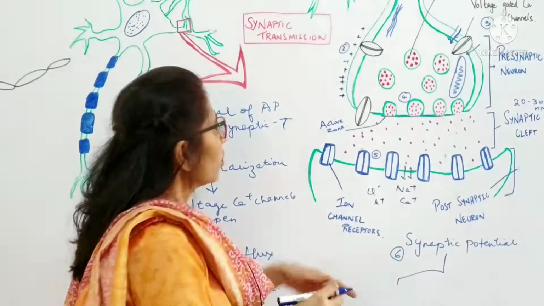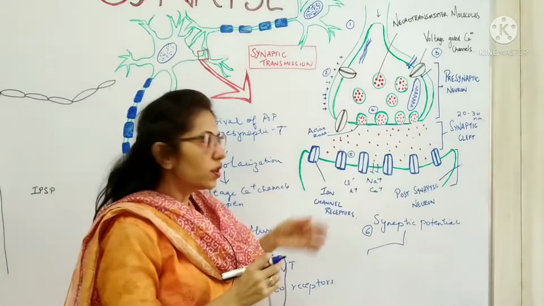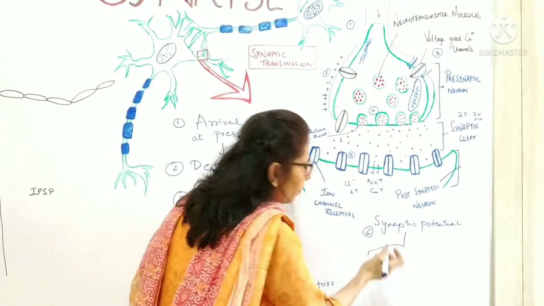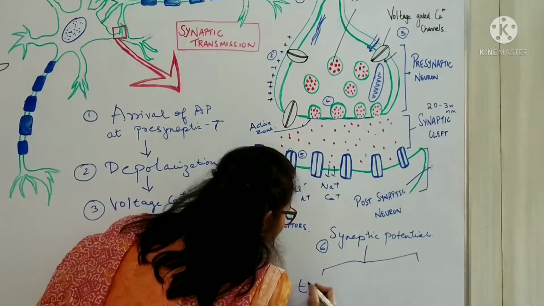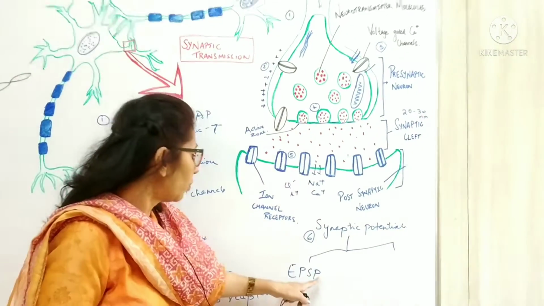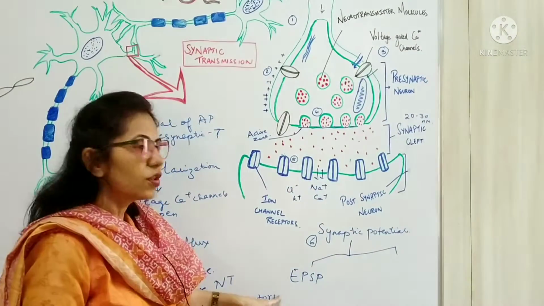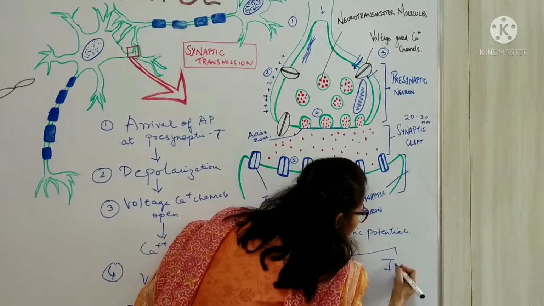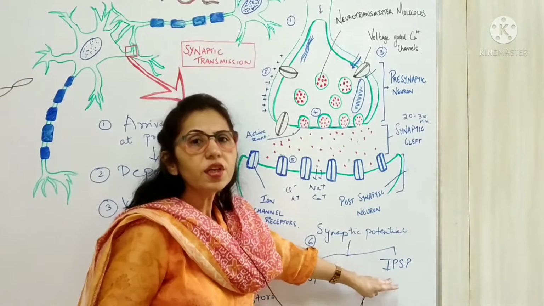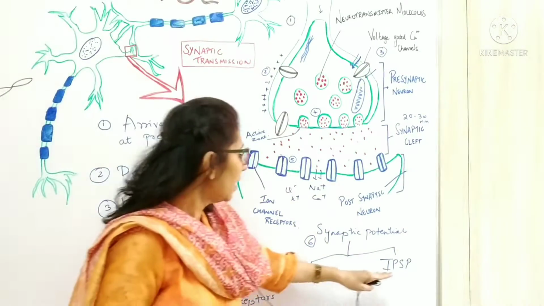Now a single action potential arriving in the presynaptic neuron cannot propagate an action potential in the postsynaptic neuron. So the end result, what is produced when the neurotransmitter is released, are the synaptic potentials. These synaptic potentials can be excitatory, which is called the excitatory postsynaptic potential. It is a transient potential which is produced in the postsynaptic membrane. It is usually a depolarizing potential, or it can produce a hyperpolarizing response in the postsynaptic neuron, which is called an inhibitory postsynaptic potential. So the two potentials we have, the EPSP and IPSP.